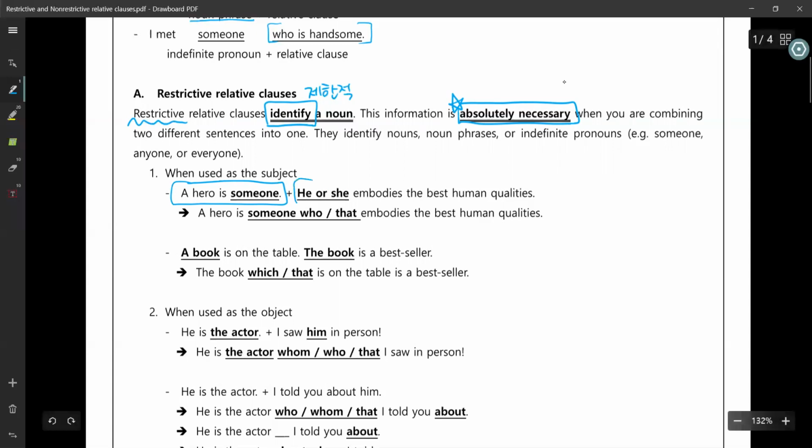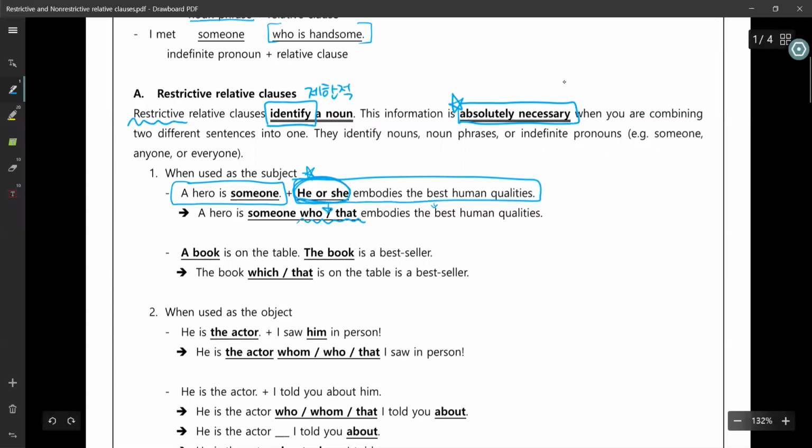Therefore, the second part of the sentence here is very important. It's absolutely necessary. So in this case, we call this a restrictive relative clause. You combine these two by changing he or she to the relative pronoun who or that. Okay? So the rest is the same. Take a look at the next example.